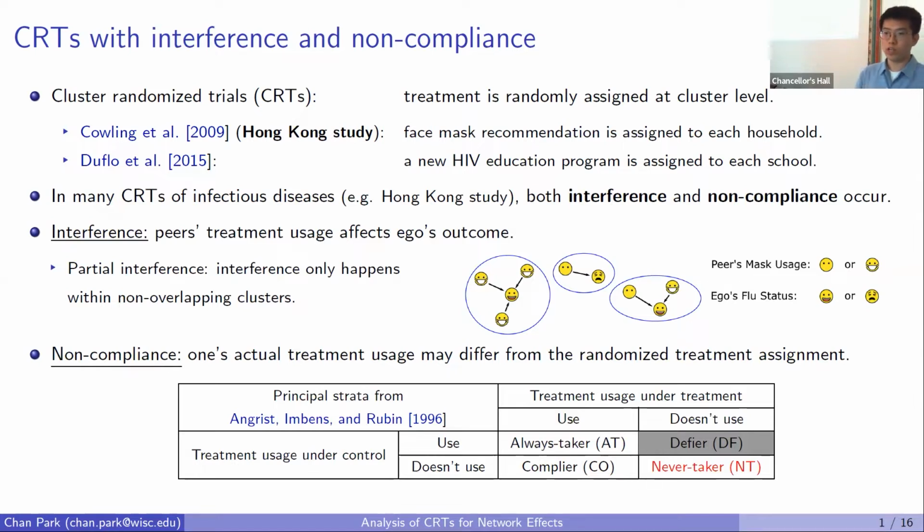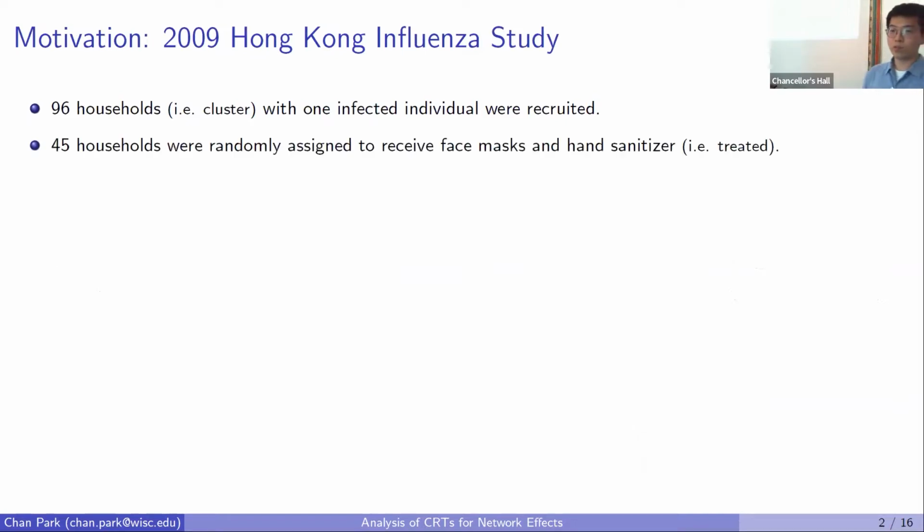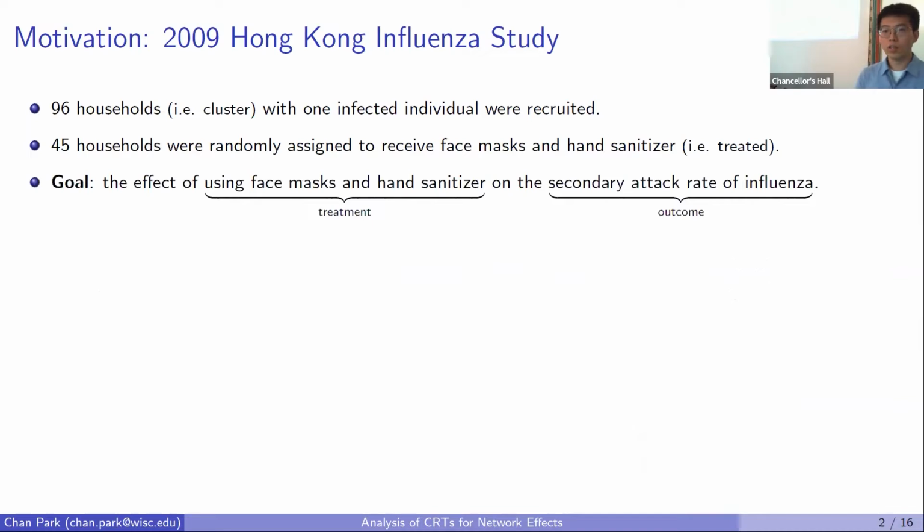I'm going to describe why the interference and non-compliance issues occur in the Hong Kong study. In the Hong Kong study, 96 households with 1 infected individual were recruited, and 45 households were randomly assigned to receive face masks and hand sanitizer, which I will call treatment in today's talk. The goal of the study is to study the effect of using face masks and hand sanitizer on the secondary attack rate of influenza in the household.